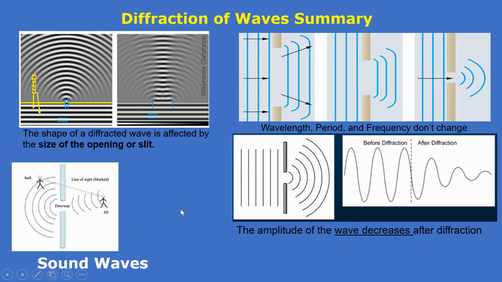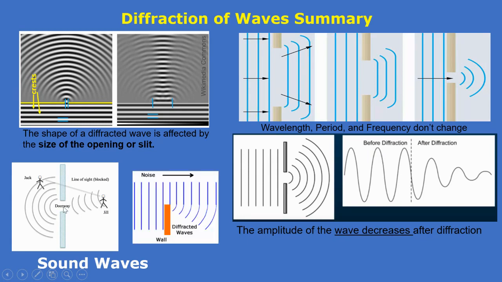We studied sound waves. Sound waves can be diffracted by a small opening or from a barrier, a wall. Likewise, light, water, and sound all have the same properties. I mean, they diffract from a corner.